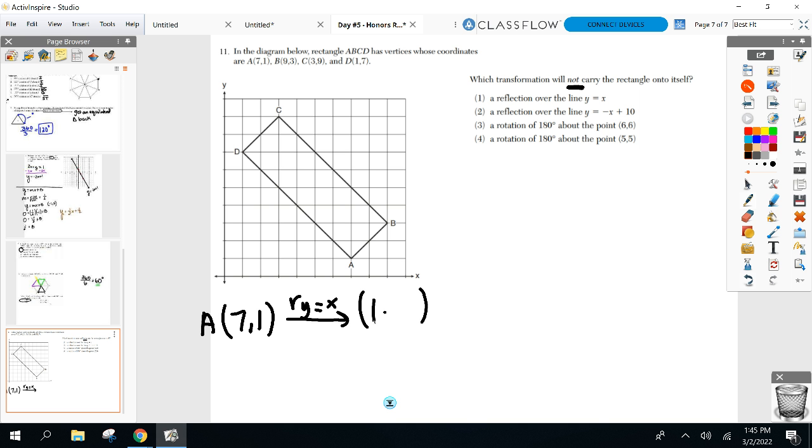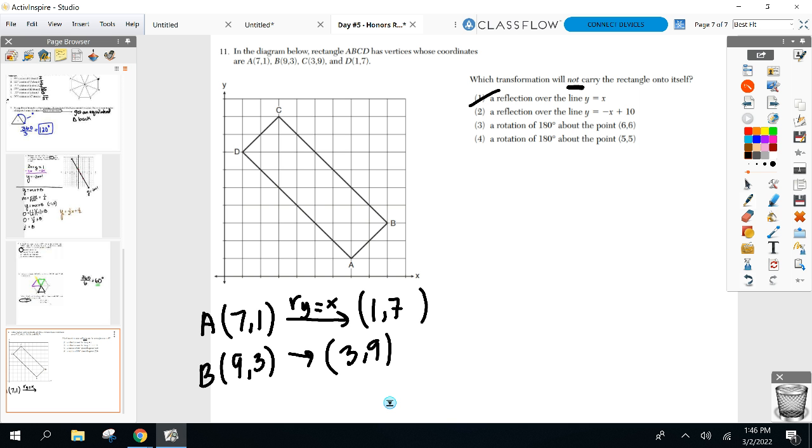So now it becomes, take a look where 1,7 is for me. Where's 1,7 on this? Point D. Nothing moved. Let's try it one more time. What's point B? Somebody give me the coordinates of point B. 9, 3. If I reflect over the line y equals x, I swap them: 3, 9. Where's 3, 9? Point C. Do you see this rectangle's not changing? The vertices are changing, but everyone's seeing it's staying right where it is. It's not moving. Agreed. So that carries it onto itself.